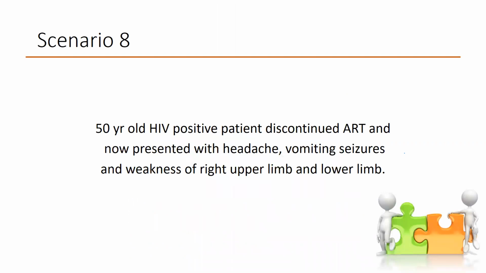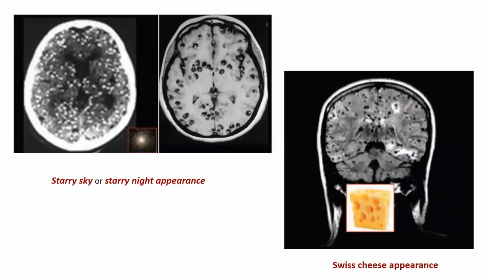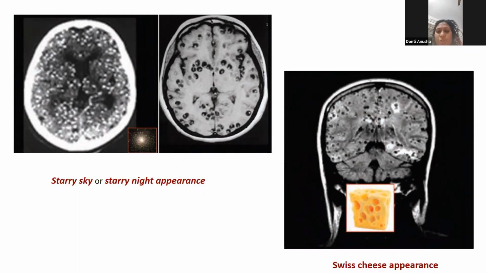Now coming to the next scenario, 50-year-old. Pardon. How to treat that starry sky NCC? Yeah, Dr. Anusha, in which NCC are steroids contraindicated? Sir, if there are multiple cysticercosis, steroids can be given, sir, but you should not give albendazole because there is more of an inflammatory reaction and the patient may go into seizures.